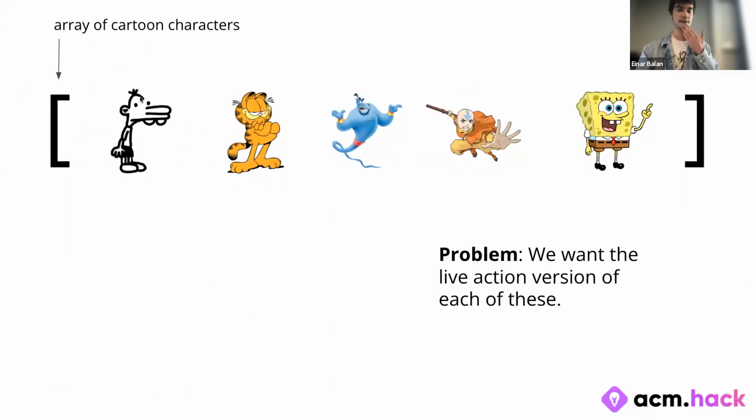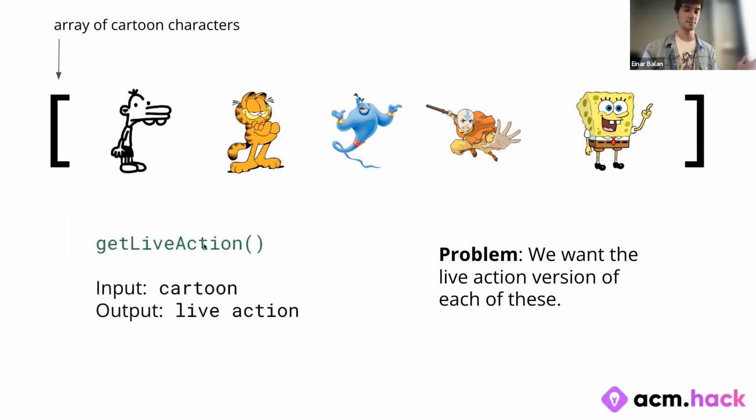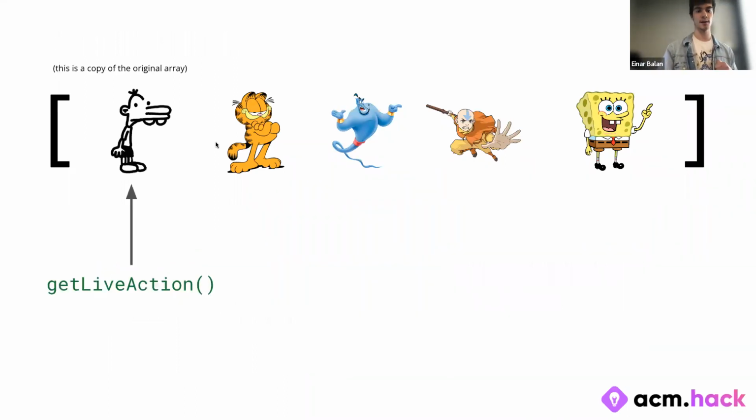So let's say, just to illustrate this, I have an array of cartoon characters, right? And we want to get the live action version of each of them for some reason. And we have this function, get live action, and it takes as input some cartoon, so one of these, and it outputs the live action version of that cartoon, right? So if we were to map over this array, first what would happen is it would create a copy of it, and that's very important to note, it creates a copy. It doesn't operate on the original array. And then it's going to iterate through the array and apply this get live action function to each item in it.